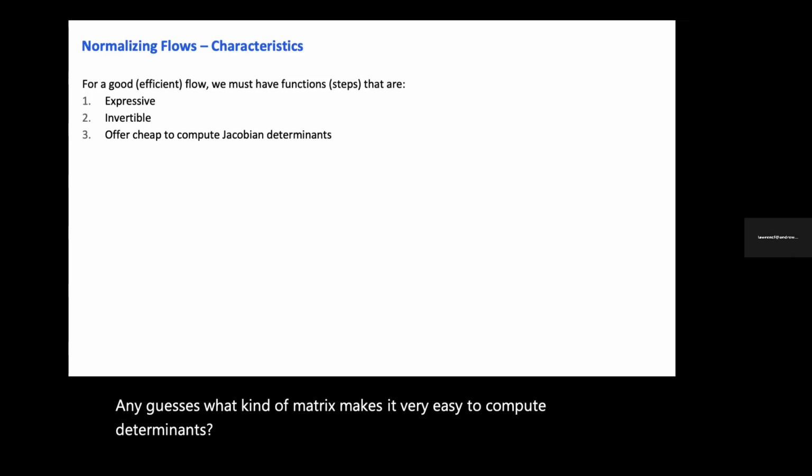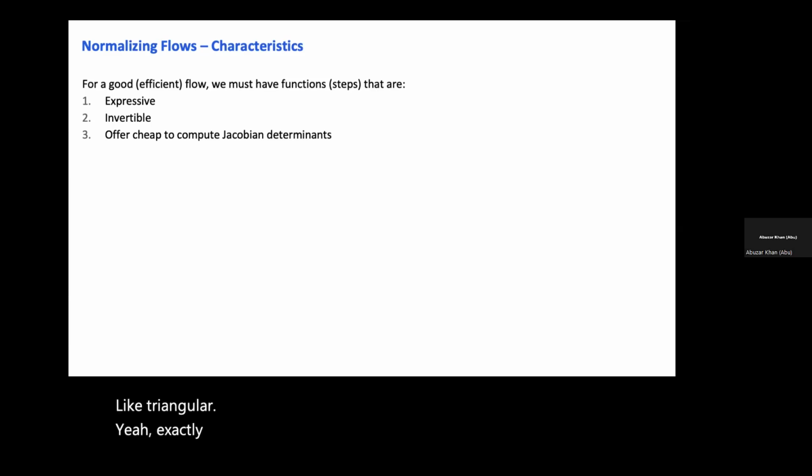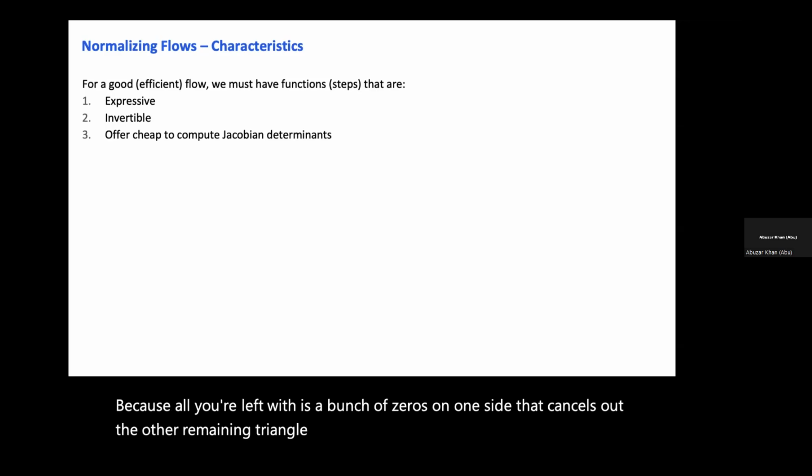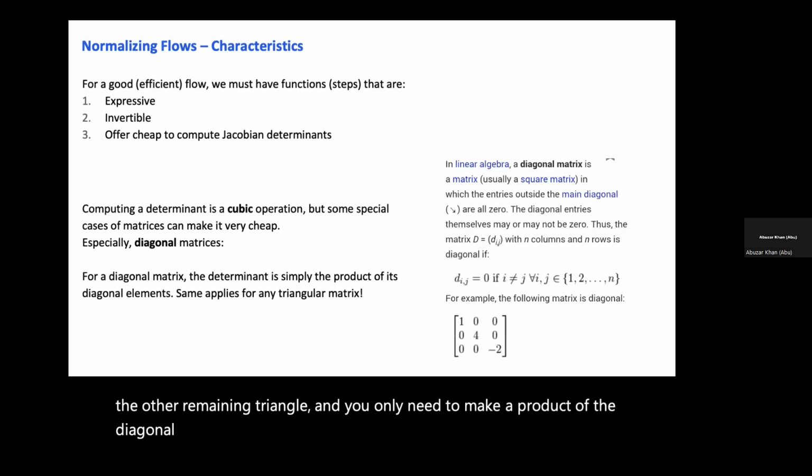Like triangular, something like that. Yeah, exactly. So triangular matrices make it very, very simple, right? Because all you're left with is a bunch of zeros on one side that cancels out the remaining triangle, and you only need to make a product of the diagonal, right? Similarly, of course, a diagonal matrix is also a triangular matrix. So all we need to do is care about the diagonal terms.